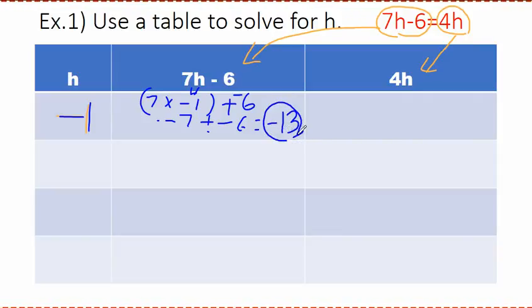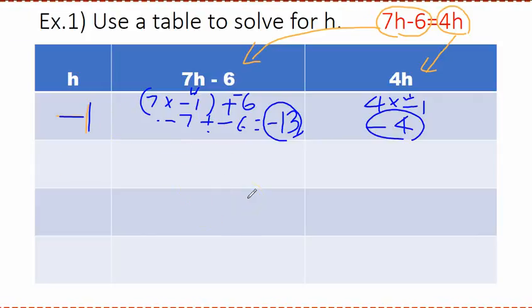Let's see what we get for this one if we substitute. This is 4 times h, which is 4 times -1, because h is -1 for both. So 4 times -1 is -4. So -13 and -4 are not equal. We have to pick another number.